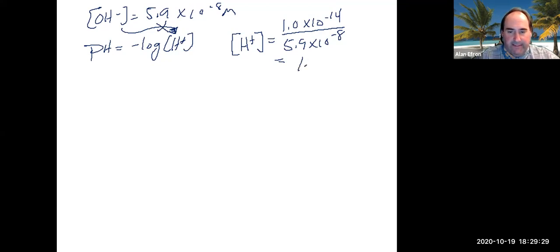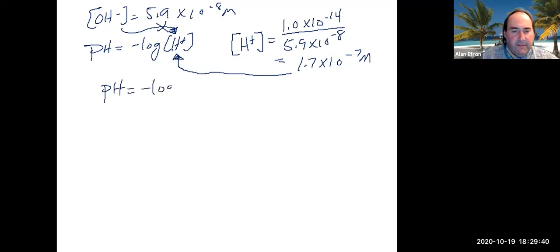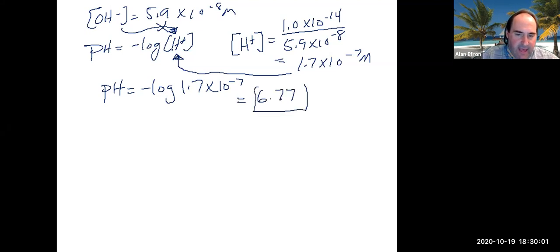That will get you, we'll call it, 1.7 times 10 to the minus 7 molar. Now, this is the H plus concentration, so we can go into here. The pH would then be minus the log of 1.7 times 10 to the minus 7. That gives us a pH of 6.77 in this particular case. That also happens to be below 7, so this would be slightly acidic.